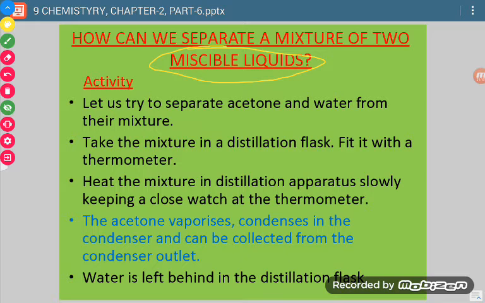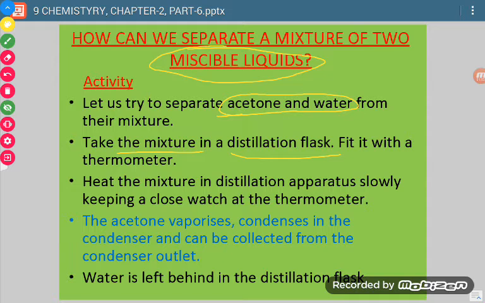Okay. Now let us do one activity. First of all, we are going to separate a mixture of acetone and water. These two are also very much soluble into each other and they form a single solution. Now how to separate these two? So first of all, we will take this mixture in a distillation flask. What is a distillation flask and what is the apparatus used for distillation? That is in the next slide, so you can see that properly.